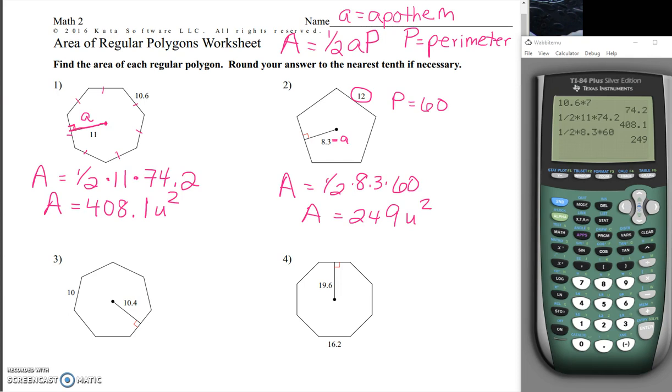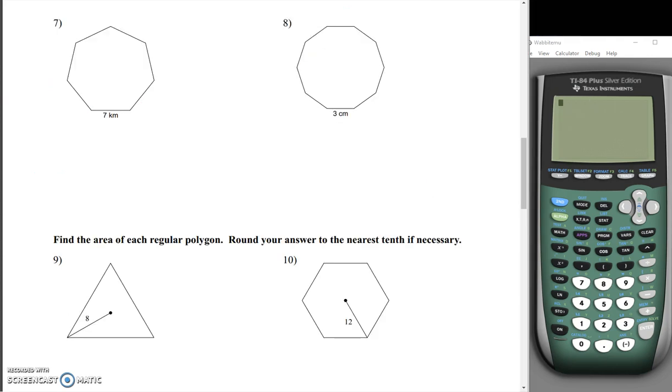Okay, I'm going to move it up just a moment. Okay, so our next example's question is what happens when we're given the side. I can find my perimeter. I have 7 sides with 7 kilometers. So that gives me a perimeter of 49. But that means I need my apothem. If you'll remember, my apothem goes from the center perpendicular to the side. So I need to find this length here.